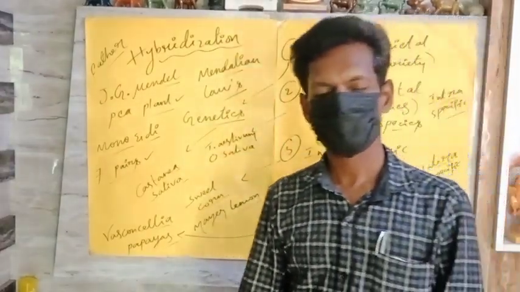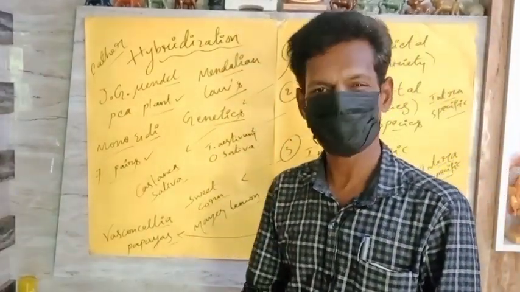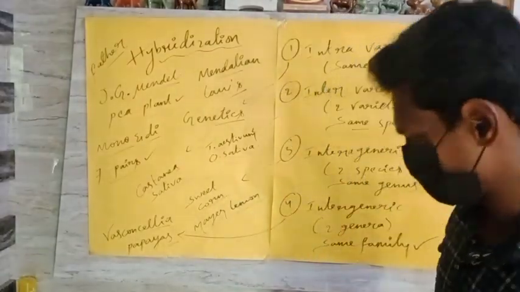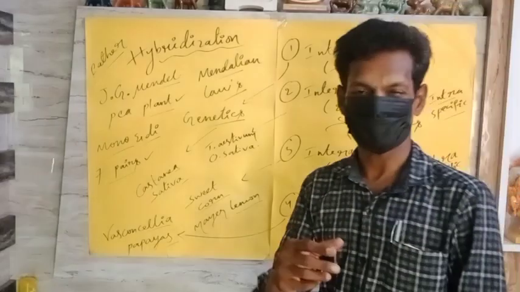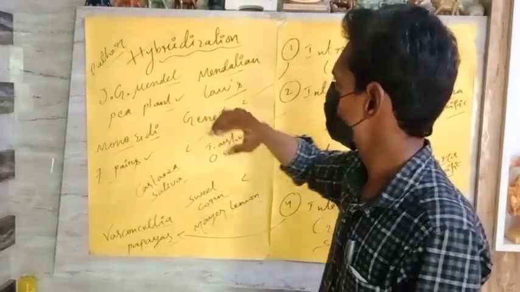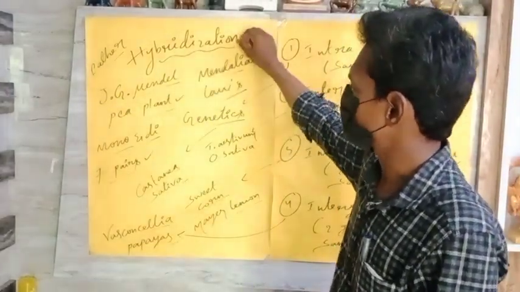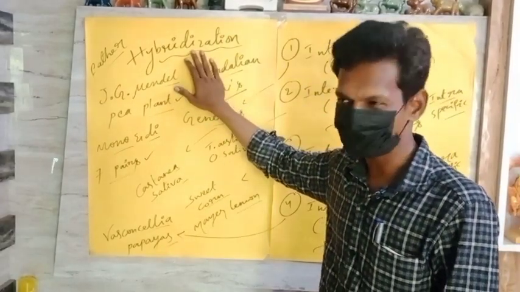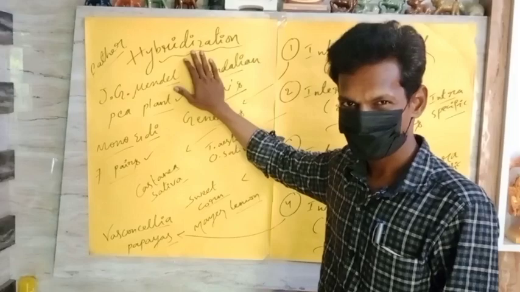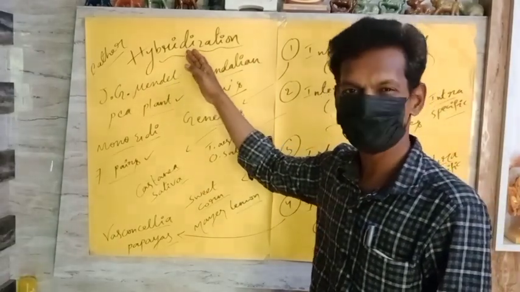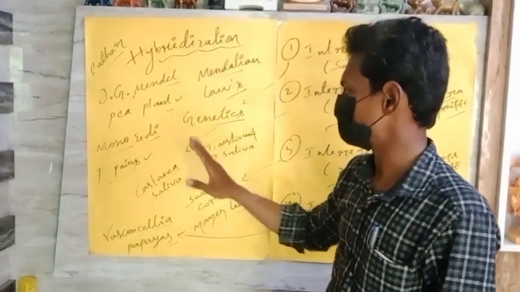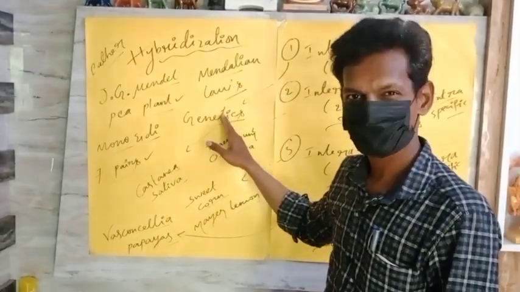Okay, so today in this video module, we are going to discuss a small topic in our botany subject, that is hybridization. This hybridization term you already knew, so the term is very familiar for you. Hybridization is related to genetics.